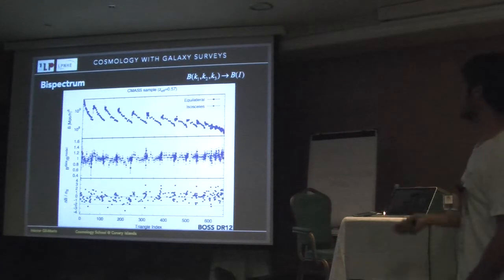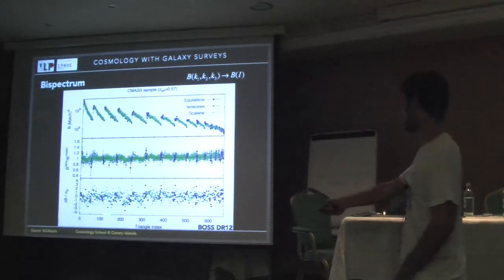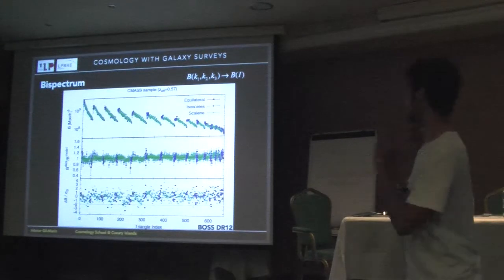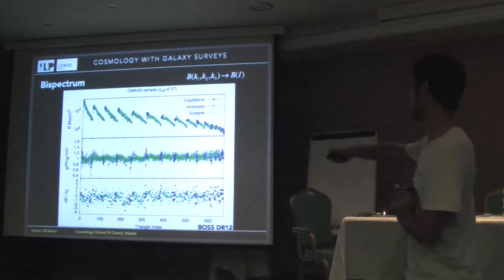On top of the isosceles, we can also include the scalenes, and then we end up having all the triangles ordered by this triangle index. In this way we can represent the whole information of the bispectrum in the same plot.